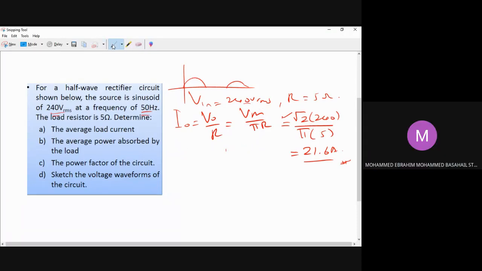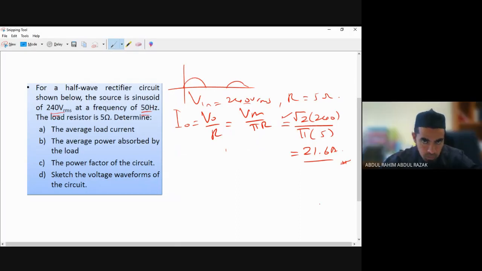Equal 18. So 240 divided by pi. This pi is 3.142. You have to ensure that your calculator is set to the correct unit. And if I'm not mistaken, this is in radian. Okay, we get 21.6. So this is the average load current.